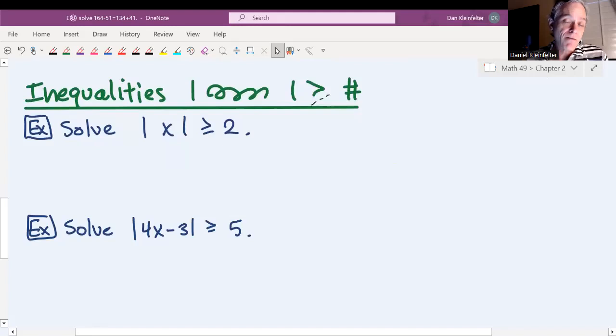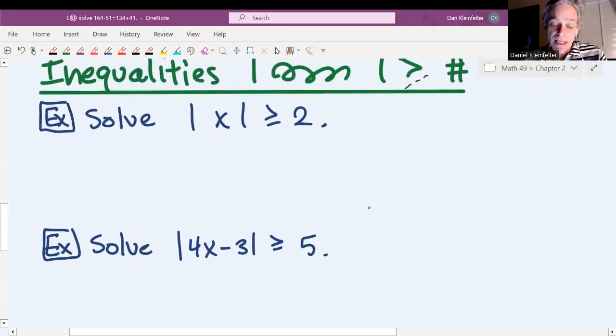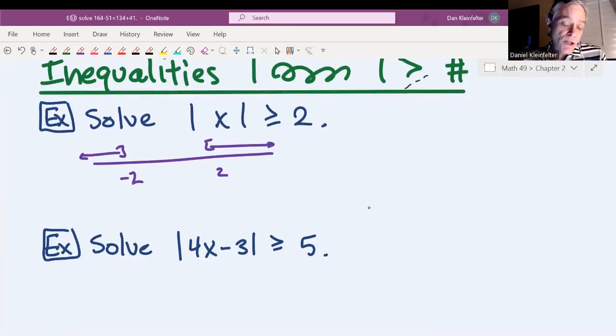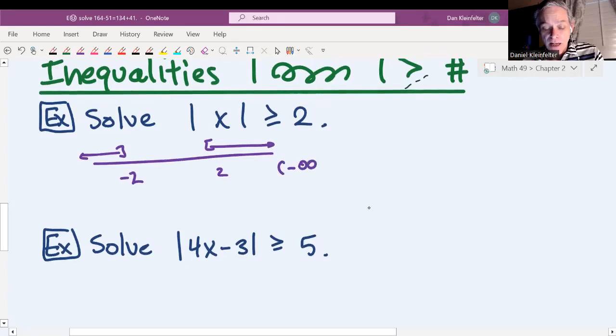Absolute value greater, it looks like this. We'll start with the absolute value of x is at least 2, greater than or equal to 2. If you have or want the numbers that are at least 2 units away from 0, those will be the numbers that are 2 and higher, or -2 and less. So in interval notation, that'll look like negative infinity to -2, union 2 up to positive infinity.